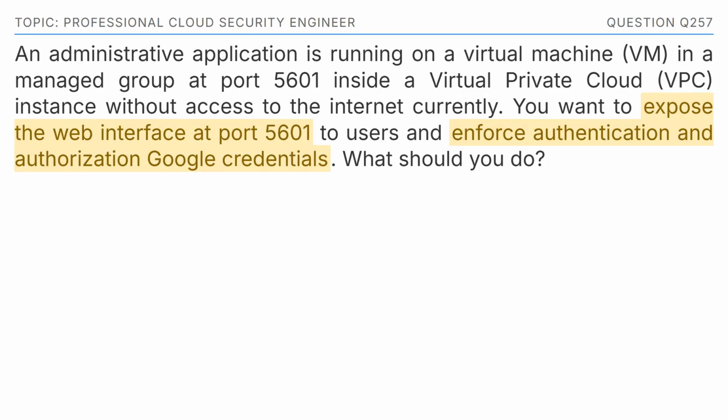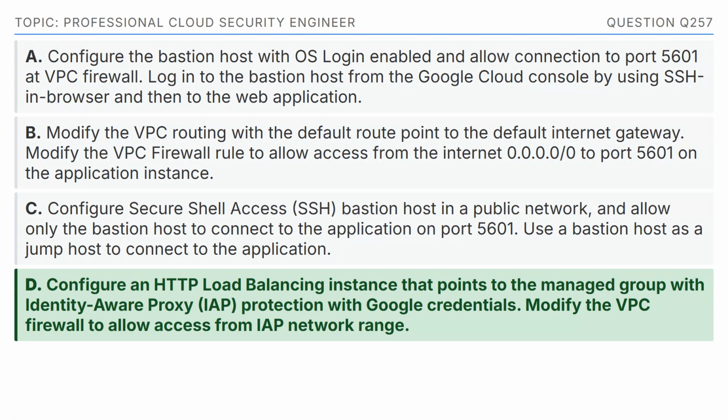To arrive at the correct answer, we focus on the keywords: expose the web interface at port 5601, enforce authentication and authorization Google credentials. The correct answer is option D. Configure an HTTP load balancing instance that points to the managed group with Identity-Aware Proxy (IAP) protection with Google credentials. Modify the VPC firewall to allow access from IAP network range.